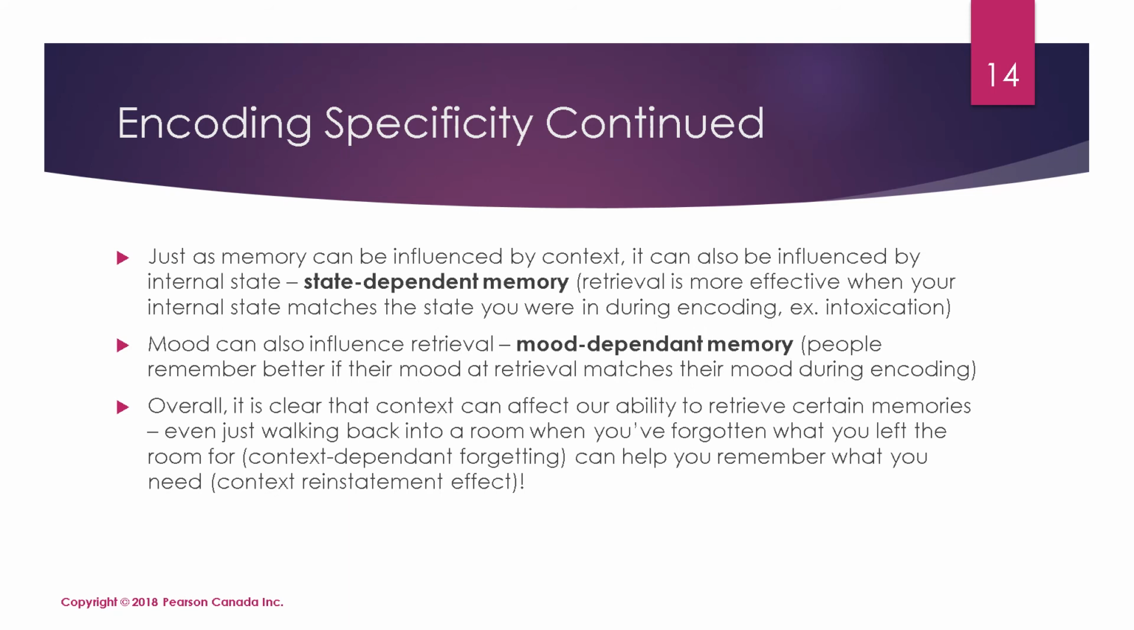And finally, we talked about encoding specificity being in the same kind of situation and how that can help our recall. So far we've mostly focused on the same physical situation, which is context-dependent memory. But just as your memory can be influenced by context, it can also be influenced by your internal state. State-dependent memory basically says that retrieval is more effective when your internal state matches the state you were in during encoding. So for example, intoxication. And the study that they did here was particularly fascinating. Basically what they did is they got a bunch of people to either drink or not drink while they were trying to remember a list of words.